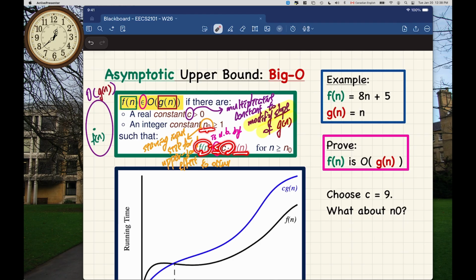Let me say that once more. We're saying that f of n, the runtime function, starting from a certain input n0, is always going to be upper bounded by the reference function with some chosen multiplicative constant. You want to get used to the definition, but let's now visualize it.